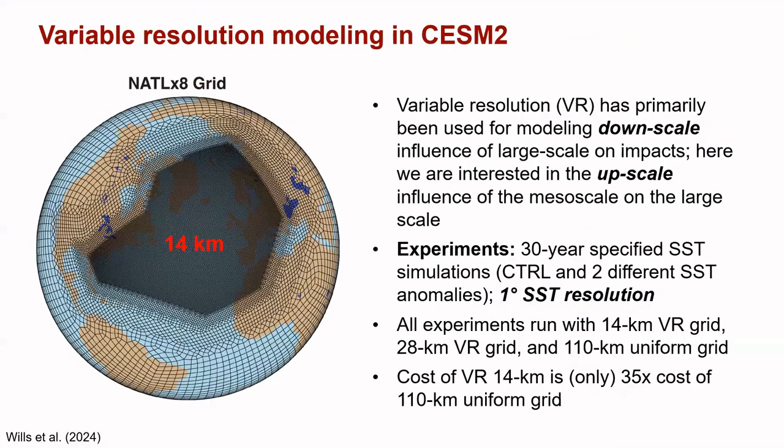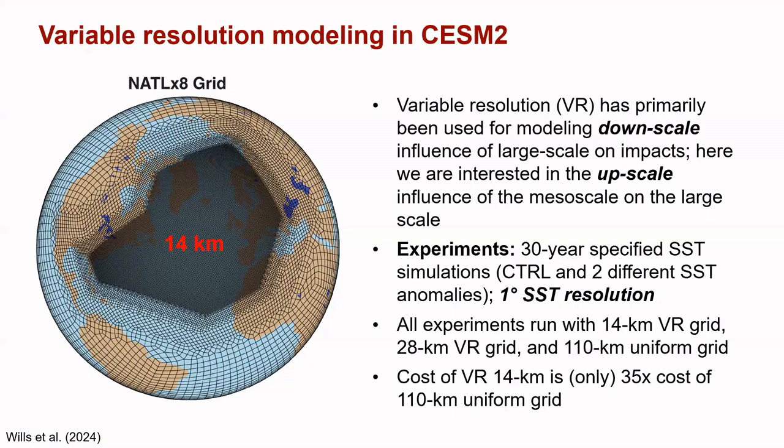So to test this, we've used the variable resolution capabilities within the CESM2 climate model, where variable resolution has primarily been used in more of a regional modeling context to look at the downscale impacts of large-scale changes. But here we're using it in the opposite sense, looking at the upscale consequences of resolving mesoscale processes on the large-scale circulation. And we've run 30-year specified SST simulations with this setup, looking at a control seasonally evolving climatology and 2 different idealized SST anomalies, importantly with the SSTs at 1 degree resolution.